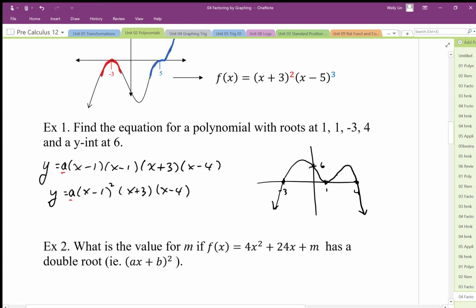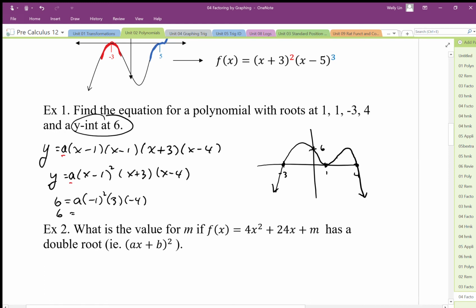So how do I solve for that a value? I know it's negative because it's definitely upside down. I solve for that a value by substituting in a coordinate. And this coordinate happens to be the y-intercept. So I'm going to plug in x is 0, y is 6. I get a times negative 1 squared times 3 times negative 4. When I multiply this all out, I end up with negative 12a. Solving for a, I get a equals negative 1 over 2, since 6 over negative 12 is negative 1 over 2. So this confirms that I have a y-intercept of 6. It's upside down, and it looks like this. y equals negative 1 half times x minus 1 squared, there's my bounce, times x plus 3, times x minus 4. So there's my equation of my graph.